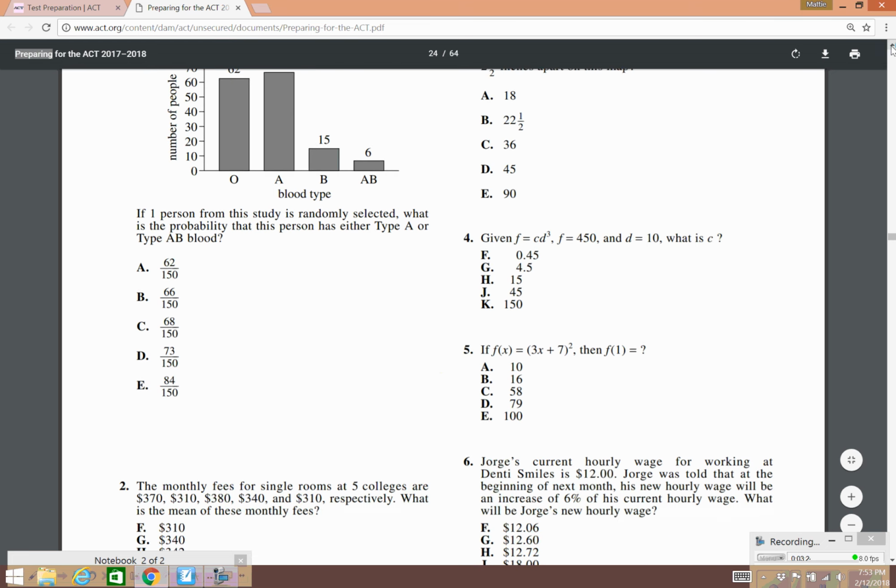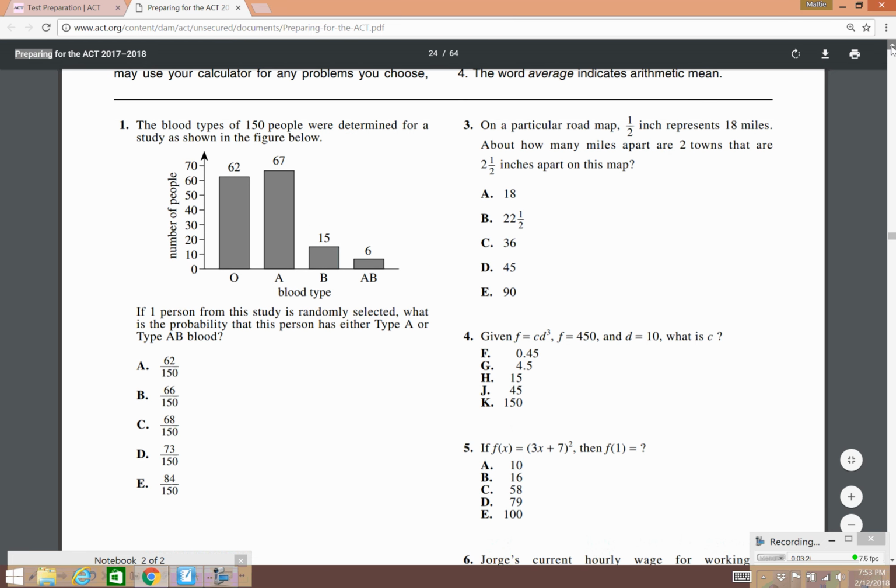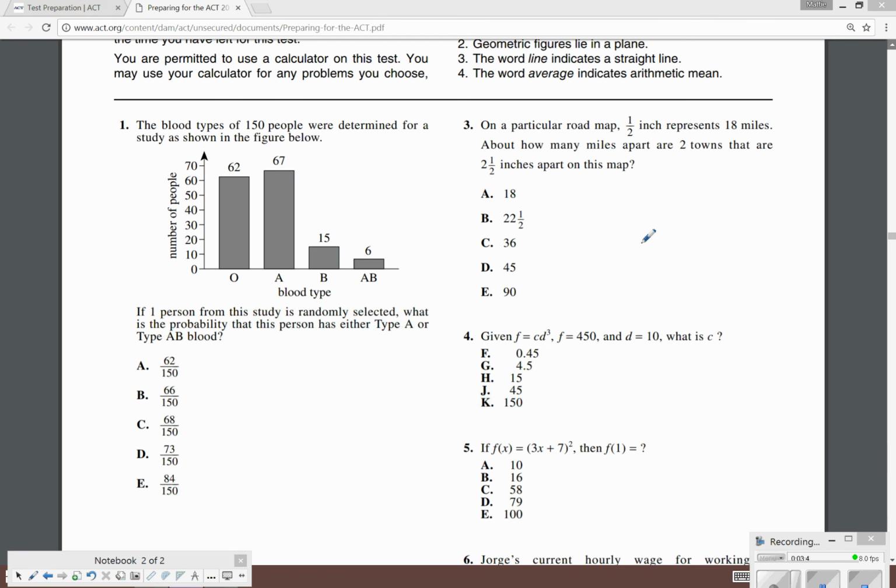Number 3 says on a particular road map, 1/2 inch represents 18 miles. About how many miles apart are 2 towns that are 2.5 inches apart on the map? The easiest way to do this is going to be to set up a proportion of 2 equal fractions. And the easiest way to put fractions is if you don't already have fractions.